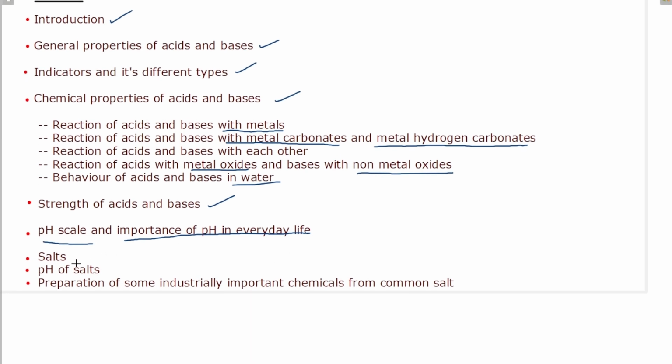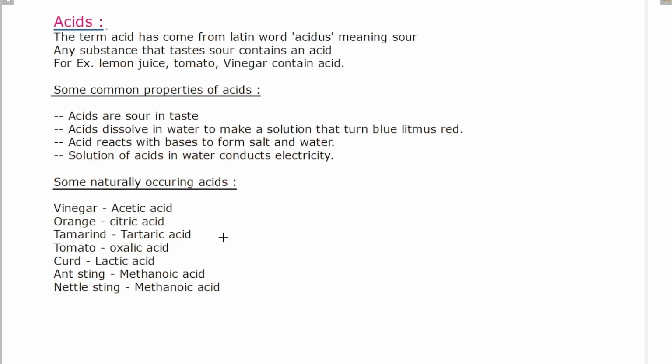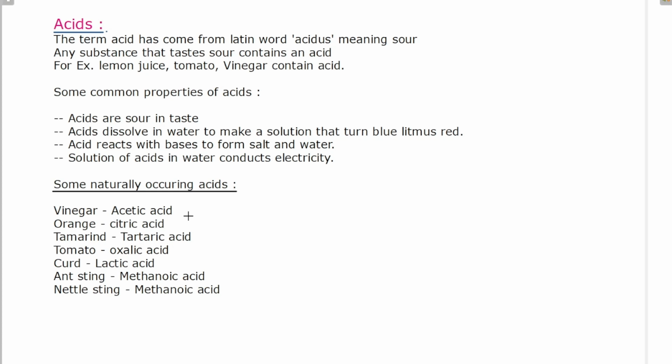Then we are going to study about the salts, pH of salts, and also preparation of some industrially important chemicals from common salt, that is sodium chloride. Let's get started. We have learned about some basics of acids and bases in grade 7.